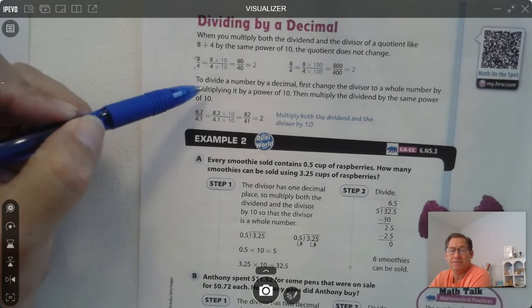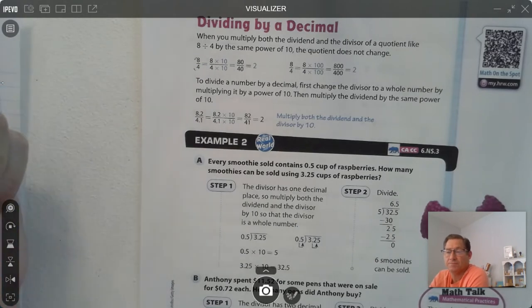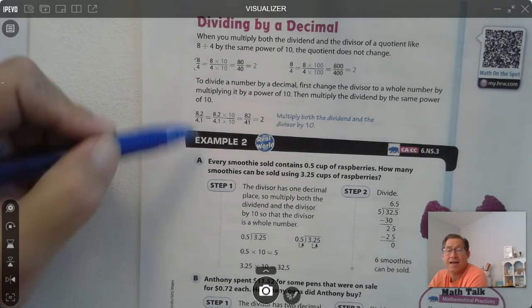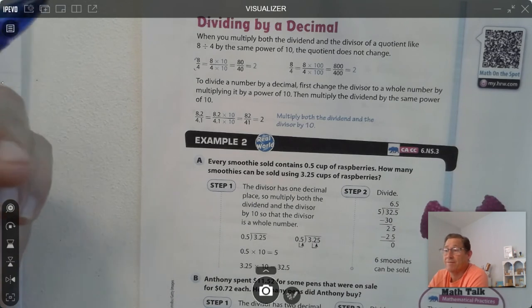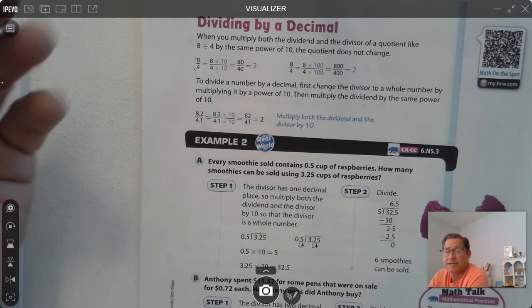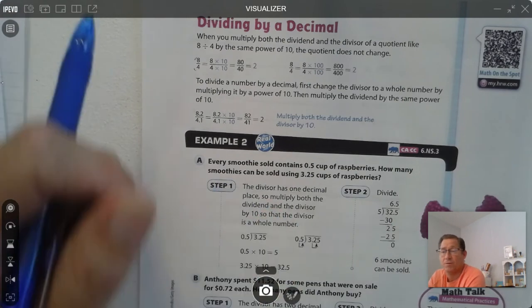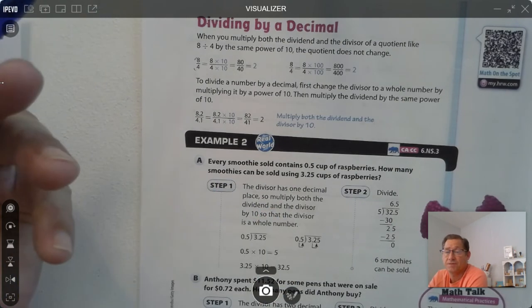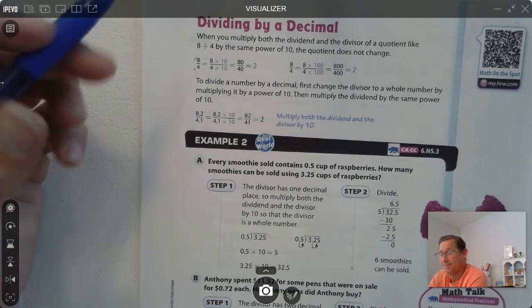So to divide a number by a decimal, we're going to first change the divisor to a whole number. And we do that by multiplying the divisor by a power of 10. So if we have a number like 5 and 2/10, if I multiply 5 and 2/10 by 10, that's going to move the decimal point one place to the right, and we'd get 52. So we can turn the decimals into whole numbers by multiplying by powers of 10.